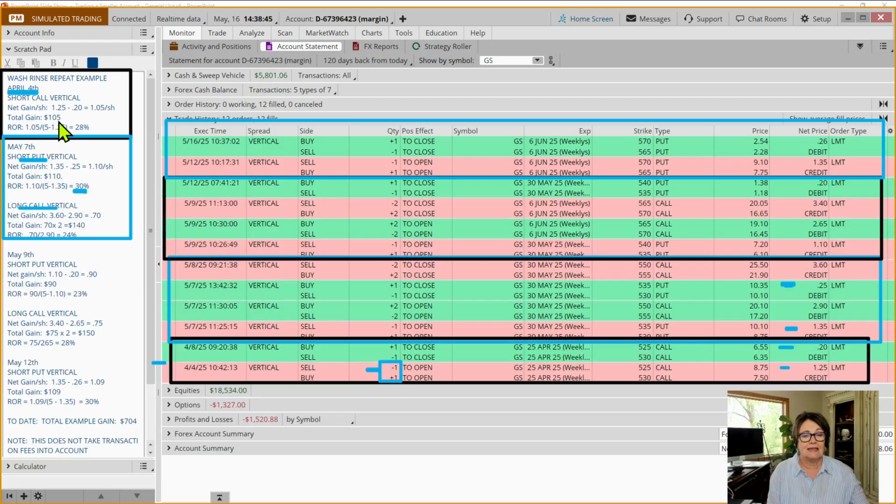Now I've left out transaction fees. I calculated those in one lump sum at the end. They aren't in these individual calculations.